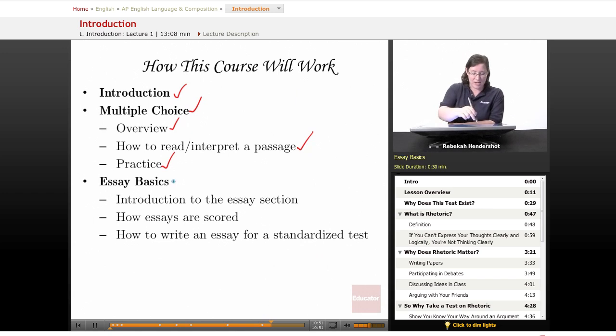Then we've got a unit on essay basics. Now this is a little different from the essays you've written in class. This is how to write an essay for a standardized test. So we're going to talk about an introduction to the essay section, what's actually going on in there, what the questions are asking, get into some details there. We're going to look specifically at essay scoring, because if you know how you're being scored, you know how to get a better score. And finally, we're going to do a special lesson just on how to write an essay for a standardized test, how to deal with time limits, how to deal with scoring, all of that good stuff.